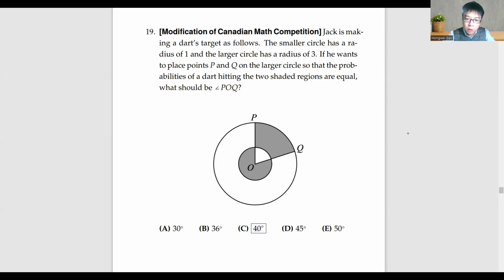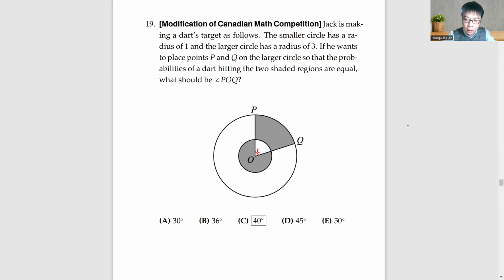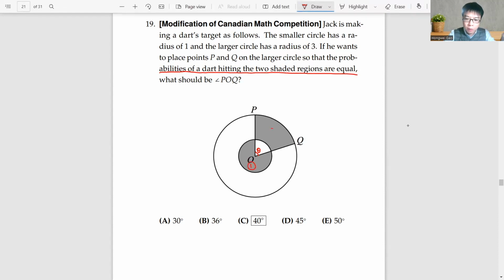Let's assume the central angle POQ to be theta. We're going to solve theta, right? Here now the requirement is that the probability of dart hitting these two shaded regions are equal. That basically means they have the same area. Let me call this area 1, this area 2.